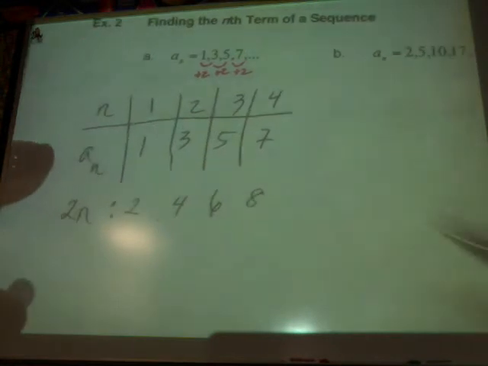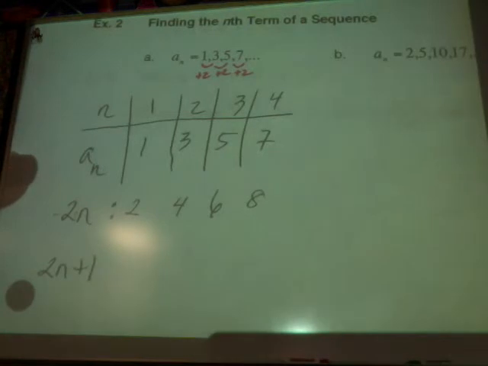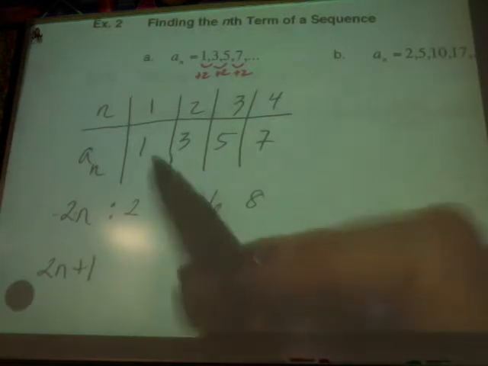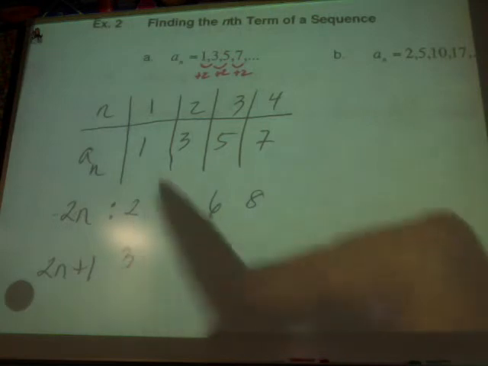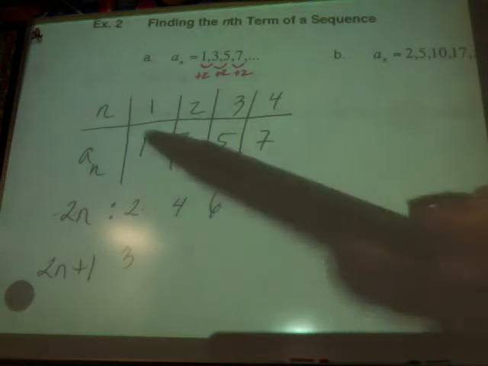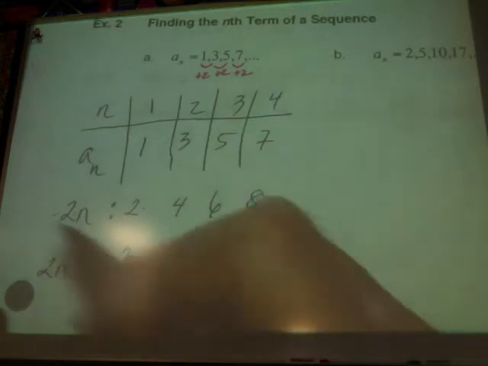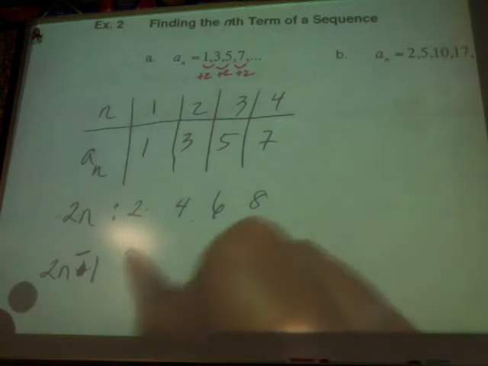So then perhaps my pattern's not 2n, it's 2n plus 1. Does that work? So if I add 1 to each of these, now I get, oops, I want to add 1 to this one. That didn't work, did it? So what should I have done? I really want to go from here to here, don't I? So I want to subtract 1. So you can fix it pretty quickly, right? Just by looking at the first one.